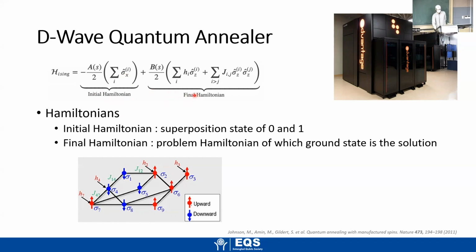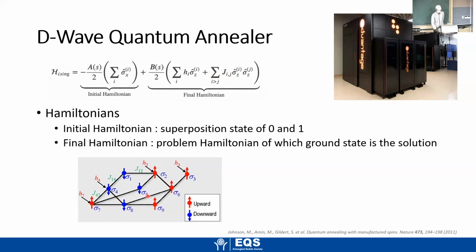And if you look at the final Hamiltonian, there are two terms. The first term is first order, and the second term is quadratic order. In the first term, h_i is called the bias, and this is how strong the effect of the single qubit is in the system. And in the second term, J_ij is the coupling strength between two qubits which are adjacent.